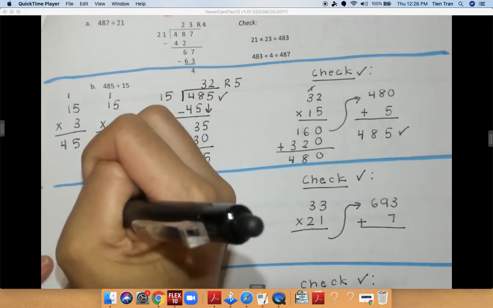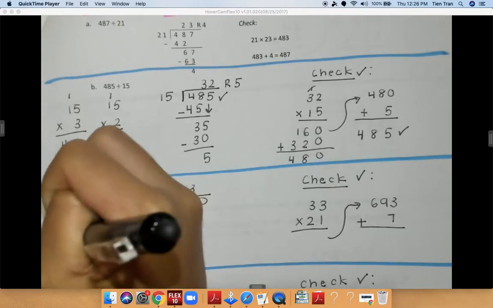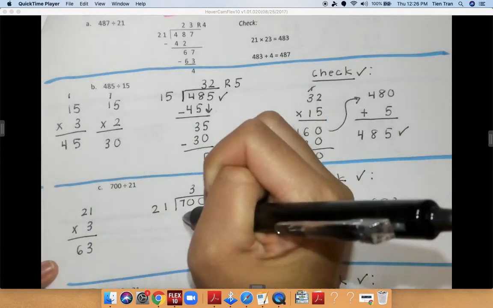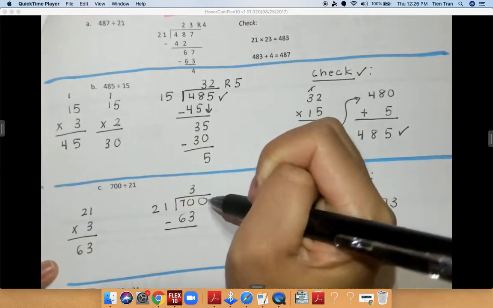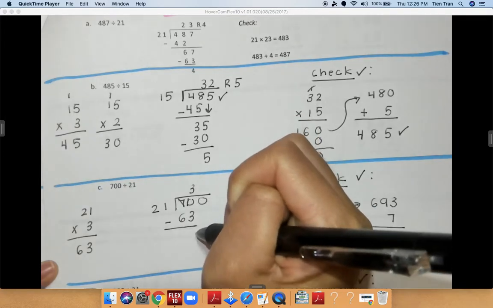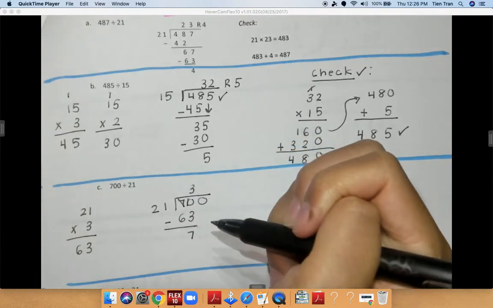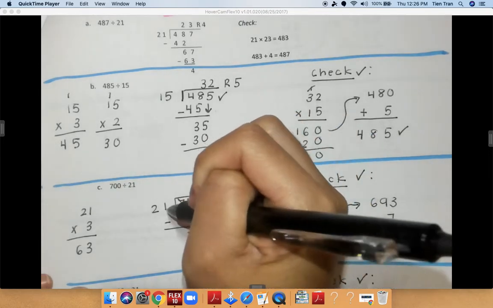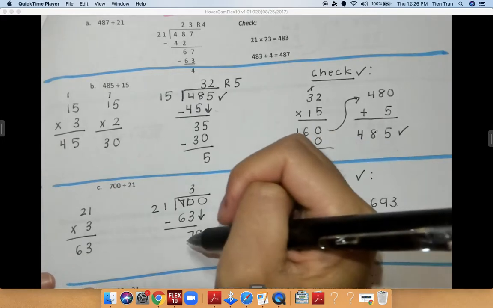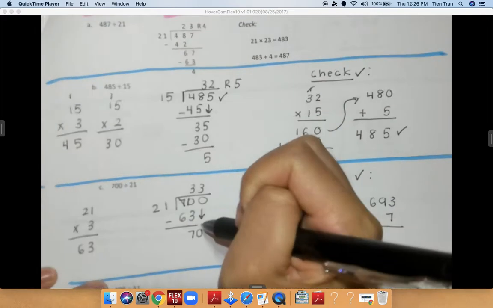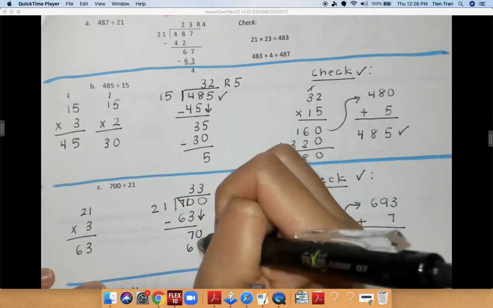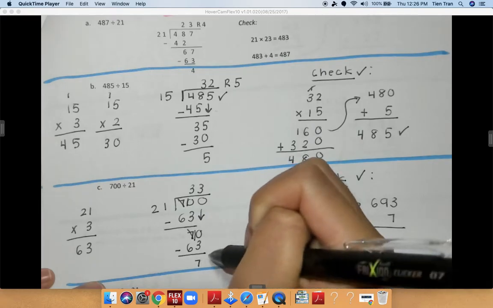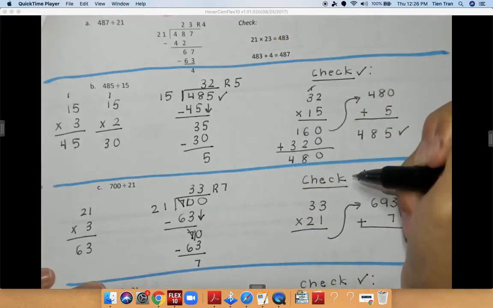So now I'm going to multiply so you guys can see. 21 times 3. 3 times 1 is 3. 3 times 2 is 6. So I get 63. Now I am going to subtract. 10 minus 3 is equal to 7. 7 changes to a 6. 6 minus 6 is equal to 0. I'm going to bring down my 0. How many times can 21 go into 70? So same thing as last time. So I'm going to put 3. 21 times 3 is equal to 63. Subtract: 10 minus 3 is equal to 7. So my remainder is equal to 7.